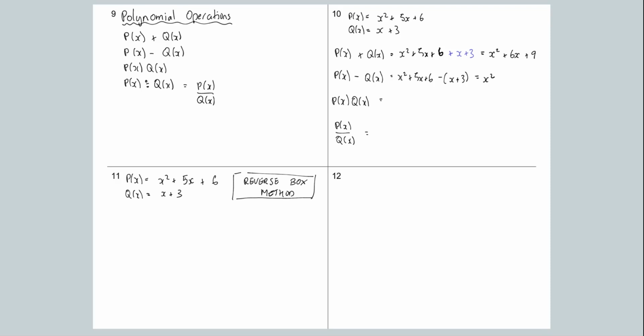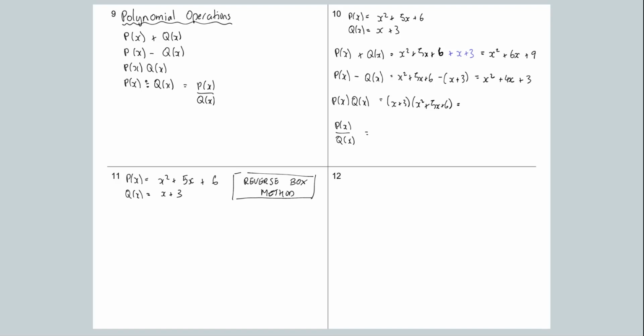P of X times Q of X. I tend to put the smaller one on the front because it doesn't matter which order you multiply things in. So I put x plus 3 multiplied by x squared plus 5x plus 6. And that'll take a couple of steps to do. But again, pause if you haven't done that already and multiply that out using whatever method you wish.